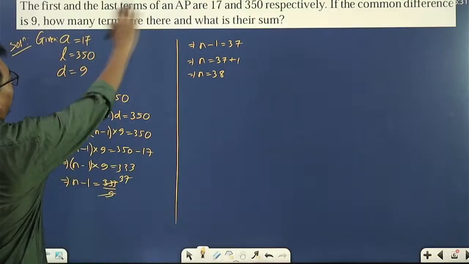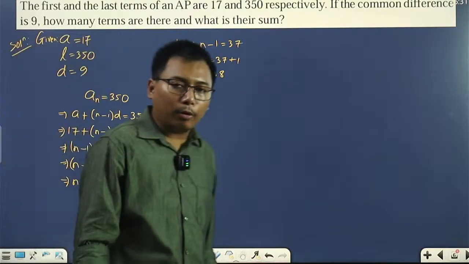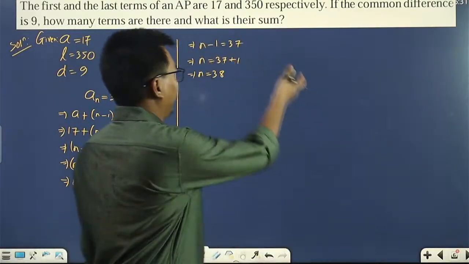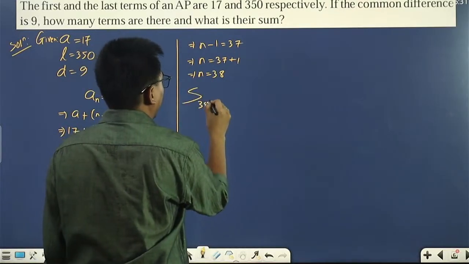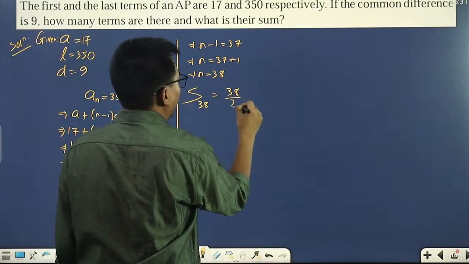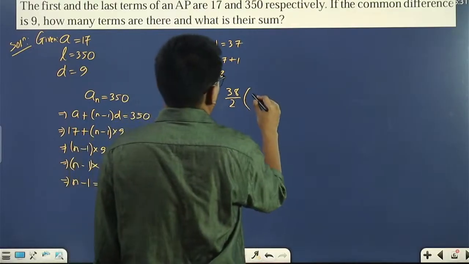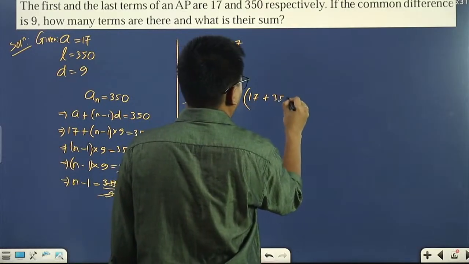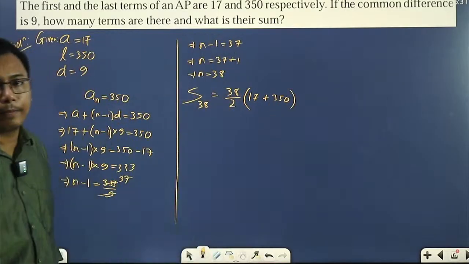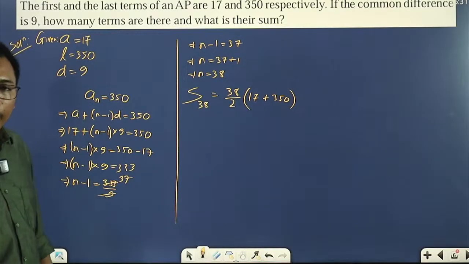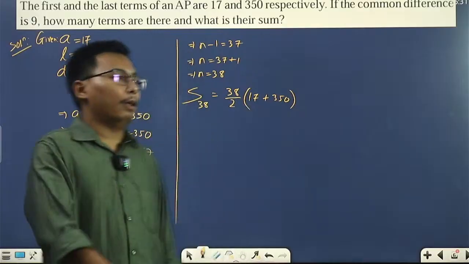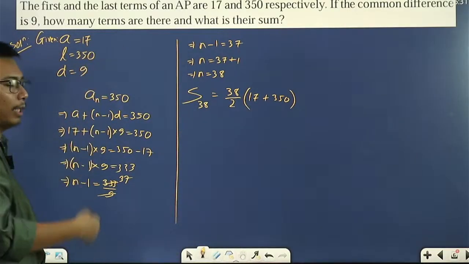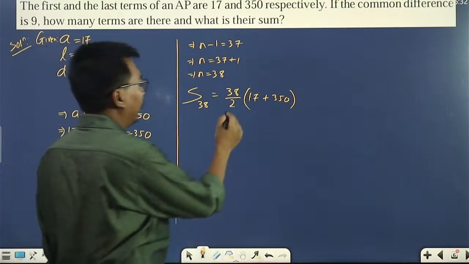So we already have the number of terms here. Number of terms is 38. Now we have to find the sum. So Sn, which means S38, will be 38 by 2, (a plus l). So 17 plus 350. All right. We'll use the second formula. Why will we use the second formula? Because we have the first term and the last term. The last term is given, right?